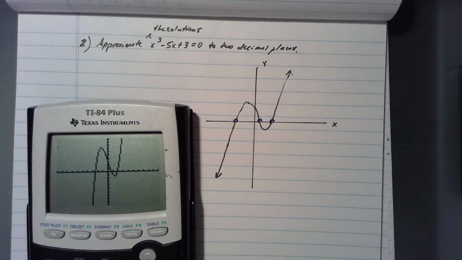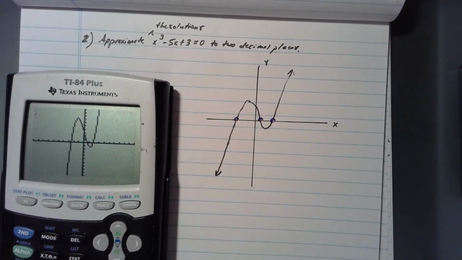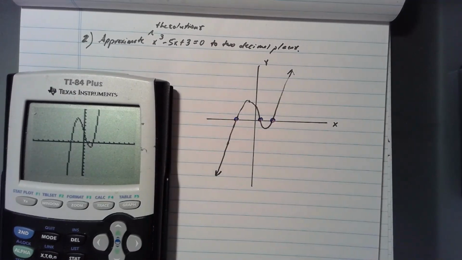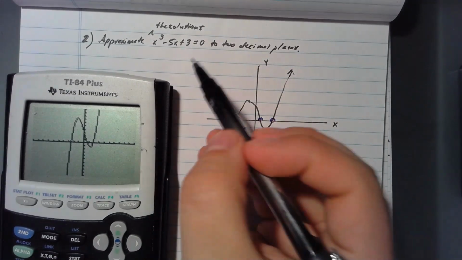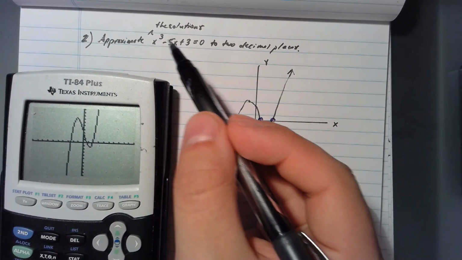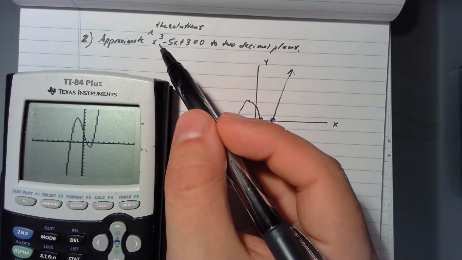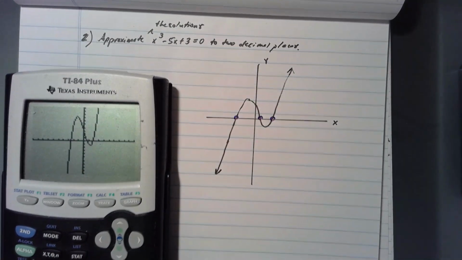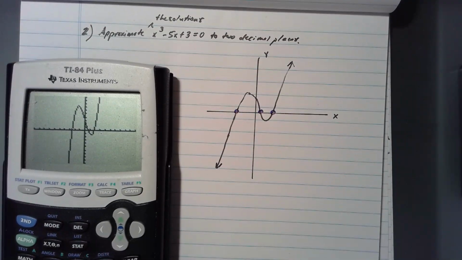We're doing this in our calculator because this is a cubic equation, and there are no ways to solve this cubic equation by hand. You couldn't do it. You can't solve this cubic equation by hand. You couldn't factor it. Obviously, this is not a quadratic because this is to the third power. So I have to use my calculator.